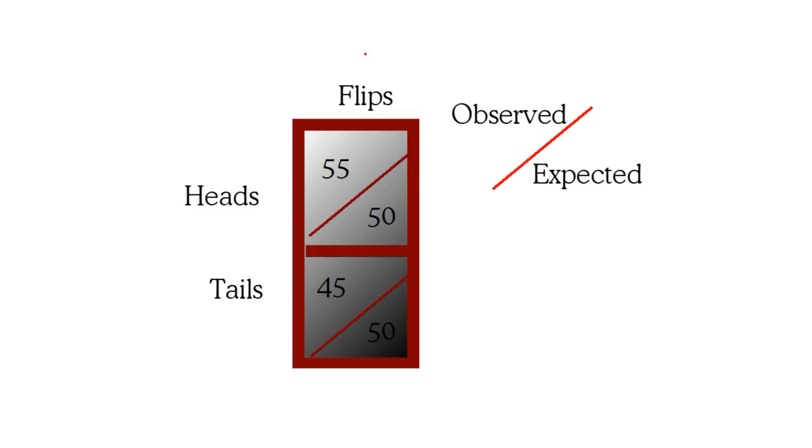So I flip my coin. I flip it. And this is what I get: 55 heads, 45 tails. I expected to get 50 and 50.